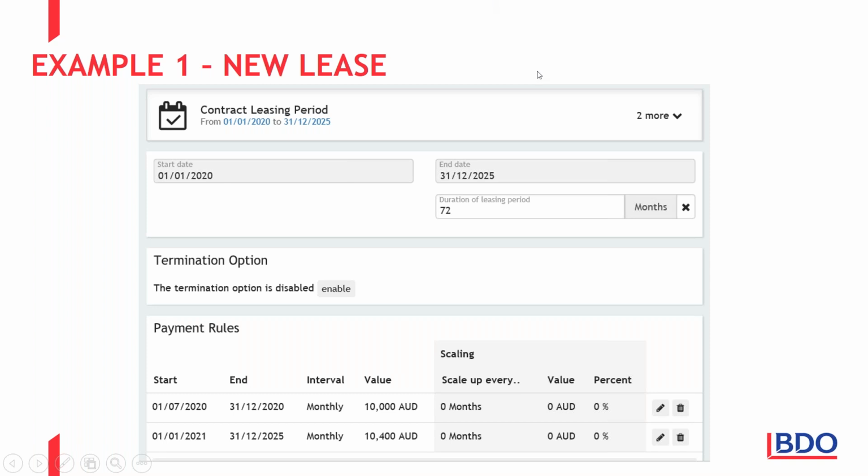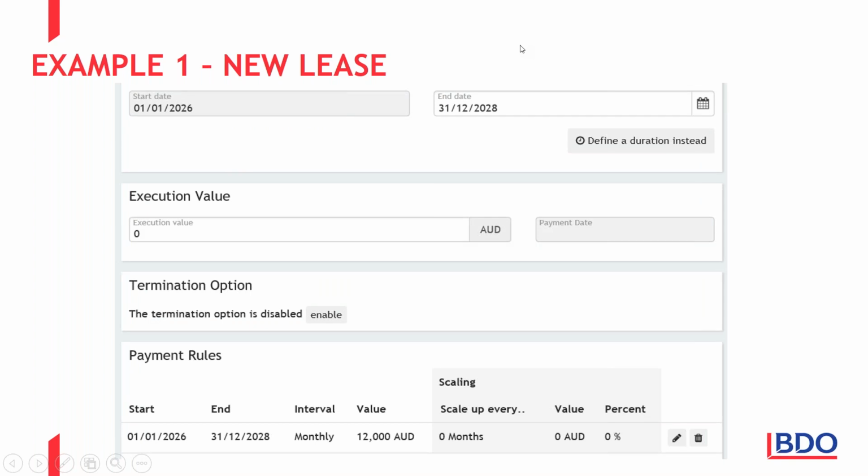So this is just a screenshot of how I've captured the information, the payments for that initial leasing period, and we exclude future CPI as the standard requires. If you go on to the first extension period, which is 1 January 2026 to 31 December 2028, you can see our payment rule for the 3 years is $12,000 a month. Again, it's a CPI adjustment, so we ignore that. It's just $12,000 a month.